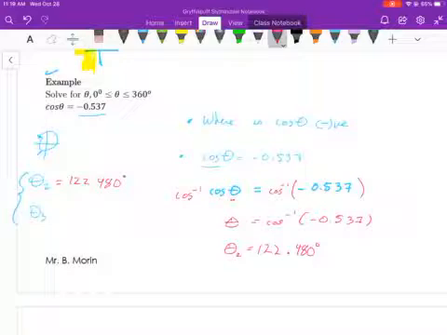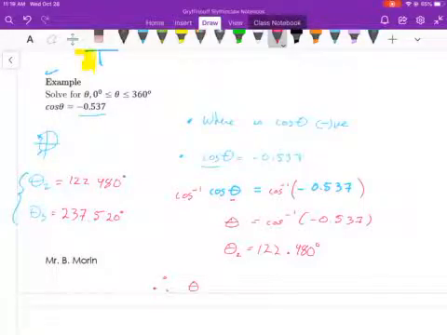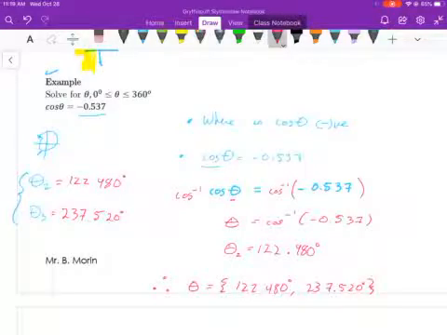So now I can simply find my quadrant 3 solution, and I'll leave that, press pause, and feel free to figure that out yourself. Okay, if you're coming back, what you'll notice, I believe, is our solution is 237.52 degrees. I'm just going to create a summary statement. Therefore, theta is equal to 122.480 degrees and 237.52 degrees. All right, and really that's it.